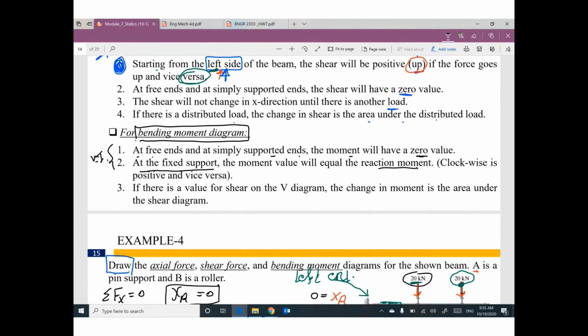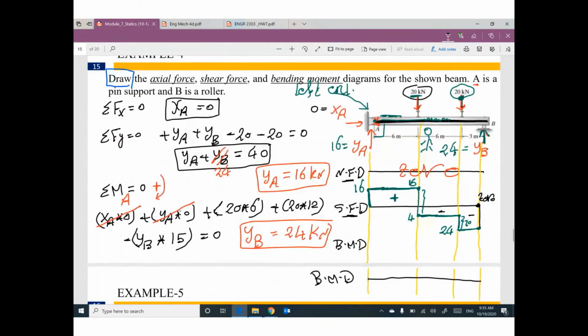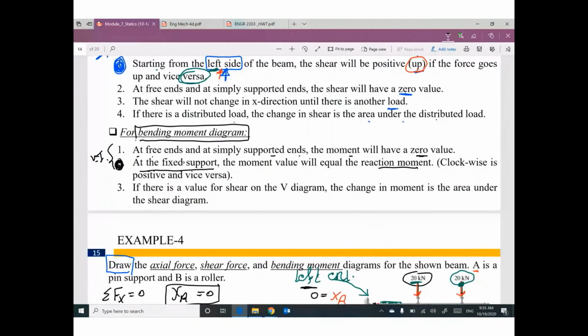What do you think? Are we in the first one or second one in this problem? Do you have a fixed support in this beam? No. Remember, I'm going to start also from the left. My question is, do you have a fixed support? No. So forget this rule right now. I am in the first one.